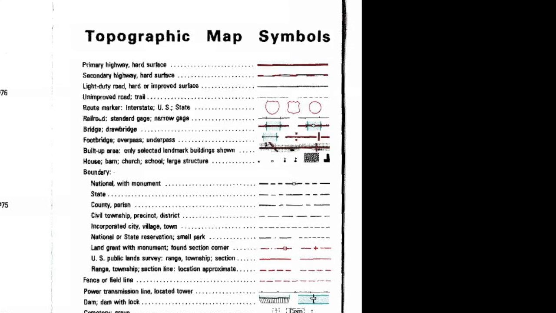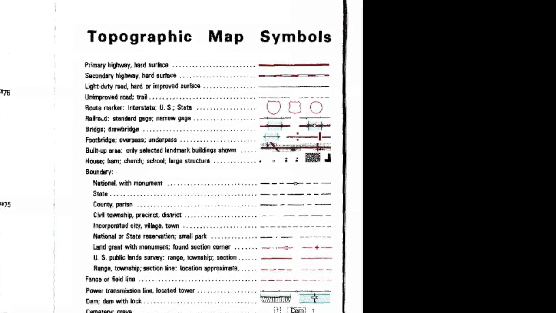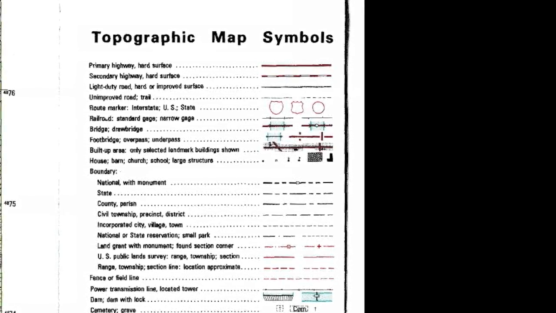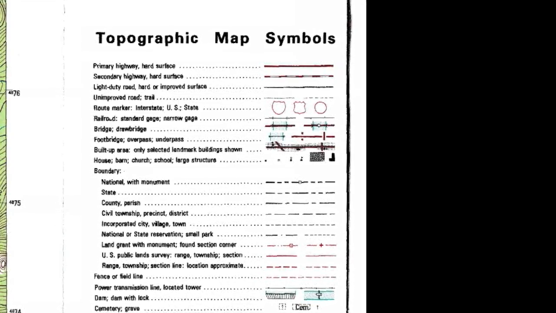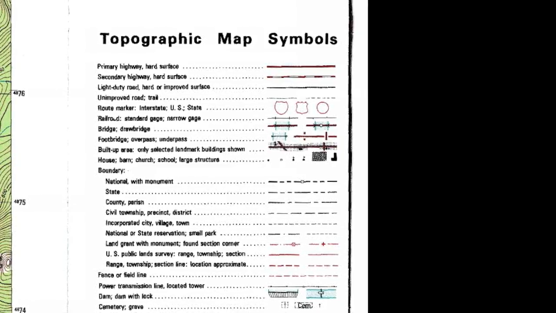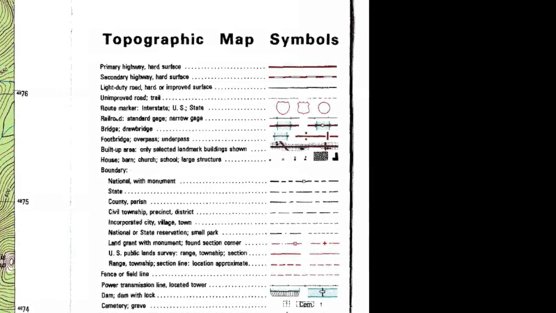Moving on. The next part of the map that we will look at is commonly referred to as the key or the legend. This part of the map will show you what these symbols represent. For example, highways, roads, buildings, etc., etc.